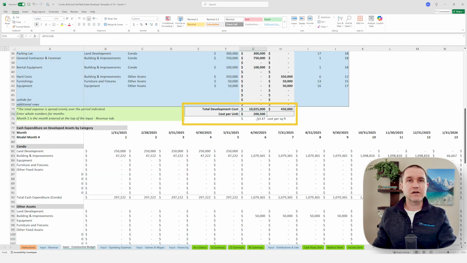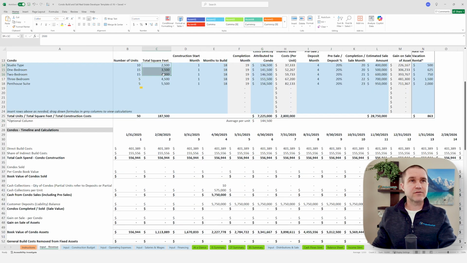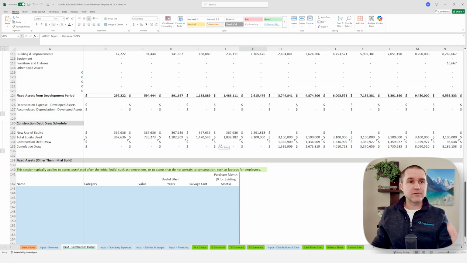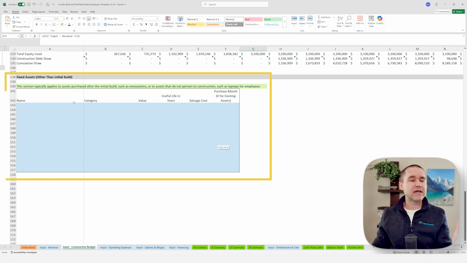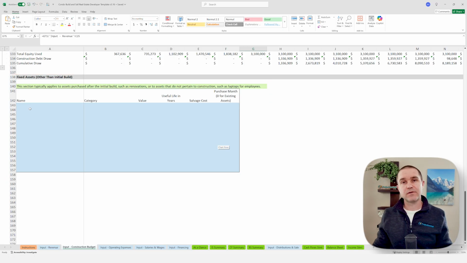You can see your average cost per unit, your average cost per square foot. I forgot to mention, over here is where you can set your square footage per unit for the different unit types. The rest of this is really calculations. You can add other fixed assets that you want to have in the future. So you say, hey, we know down the road in year 3, we're going to add new furnishings, or a new piece of equipment or something. You can add that in here in the future.